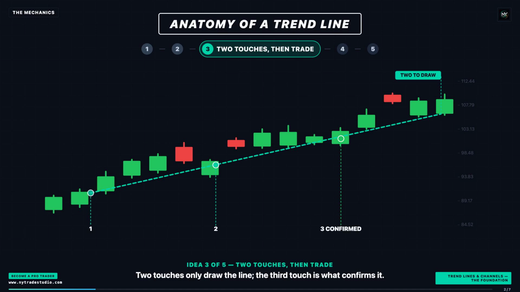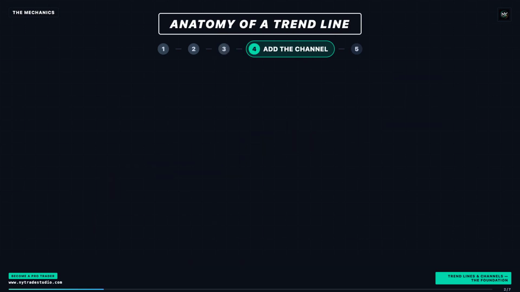That proves nothing. It is when price comes back a 3rd time and respects the line again that you know it is real and that other traders are watching it too. 2 points draw it, the 3rd point confirms it. Now we add the channel.